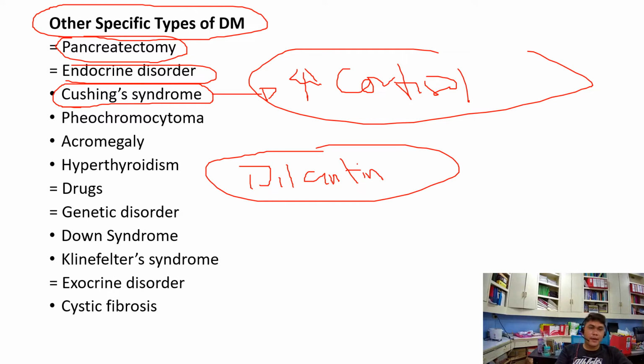Okay. Then next, you have genetic disorders like Down syndrome and Klinefelter syndrome. So people with Down syndrome and Klinefelter tend to develop insulin resistance. They're prone to insulin resistance.